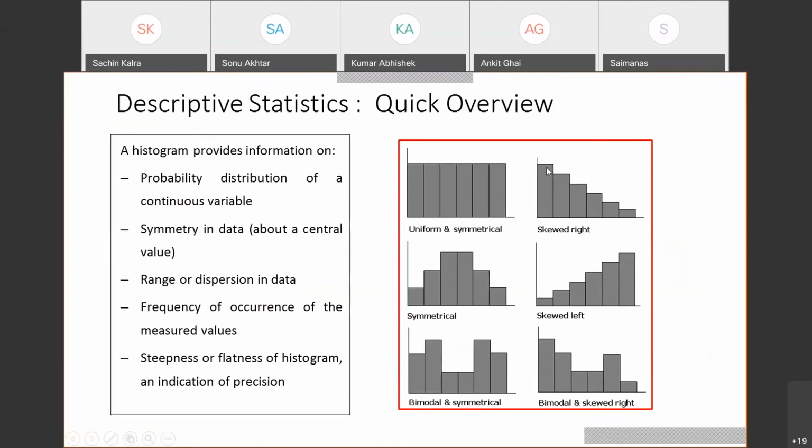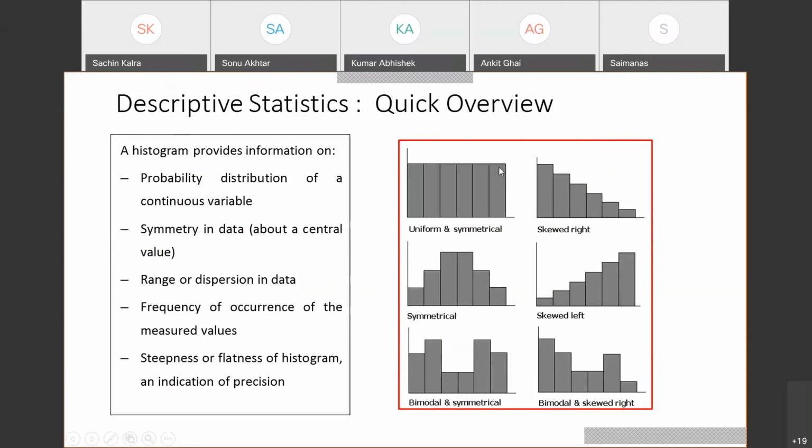So for this example, this histogram is decaying over the period. We call this skewed right. This is called skewness. The data is elongated on the right side. And if the data is decreasing and elongated on the left side, it's called left skewed data.